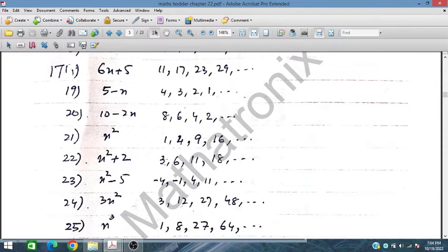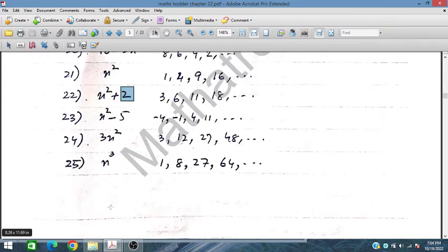So this is 2. This 1 is added here, 1 is added here, 1 is added here to get this. So this is the way that it is. So n square minus 5 is this one.